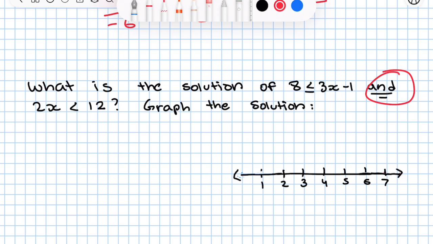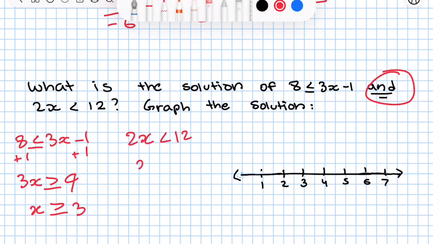Okay, so the first thing I'm going to do here is solve for x. So 8 is less than or equal to 3x minus 1. So then plus 1, 3x is greater than or equal to 9. And x is greater than or equal to 3. And then for the second one, 2x is less than 12. So x is less than 6. Okay, so now we have our two, I want to say constraints here. So now let's graph it.